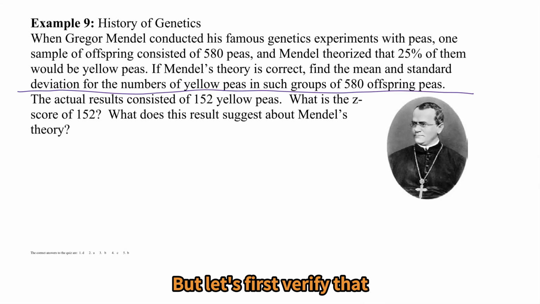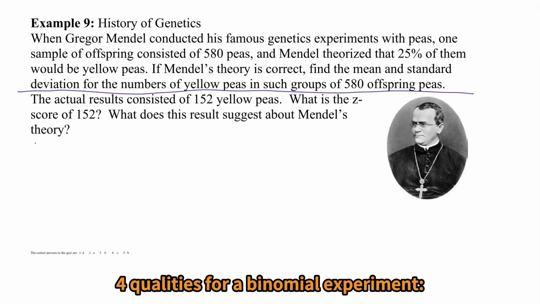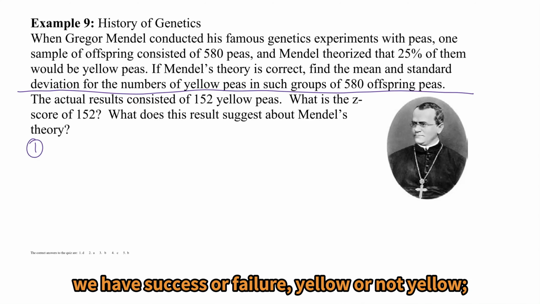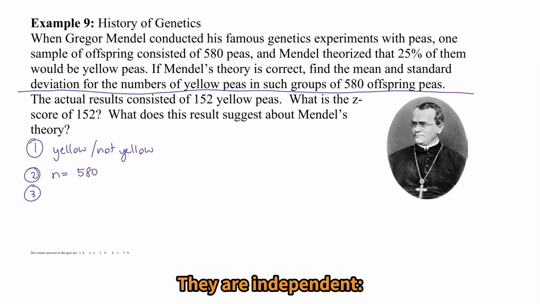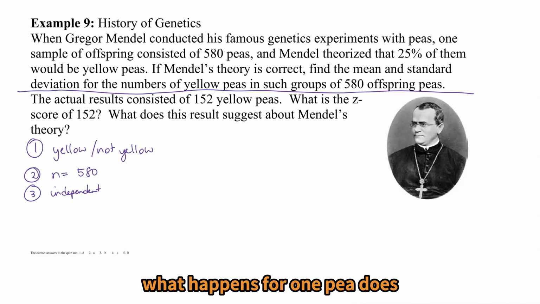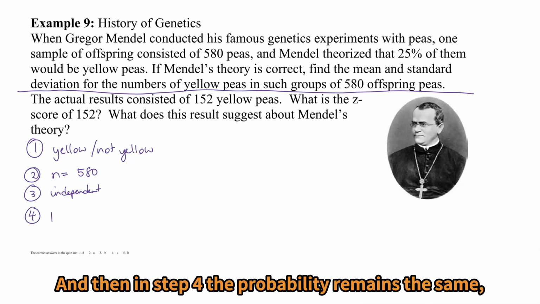But let's first verify that it is a binomial experiment. There are 4 qualities for a binomial experiment. We have success or failure, yellow or not yellow. We have a fixed number of trials, n is 580. They are independent. What happens for one pea doesn't matter for the other peas. And then in step 4, the probability remains the same.